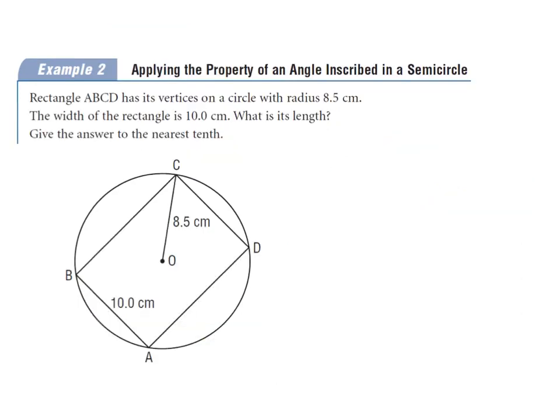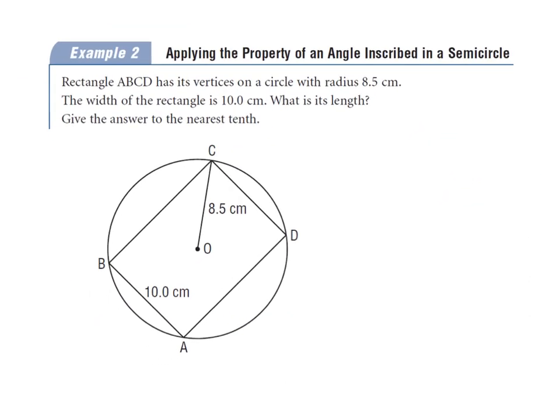Our second example. Rectangle ABCD has its vertices on a circle. Okay, so there's a circle. I don't know about you guys, but it looks like an optical illusion to me, where it's kind of bubbling out, but whatever. So ABCD has its vertices on a circle, so its corners are on this circle. The circle has a radius of 8.5 centimeters, and they've labeled that for us.